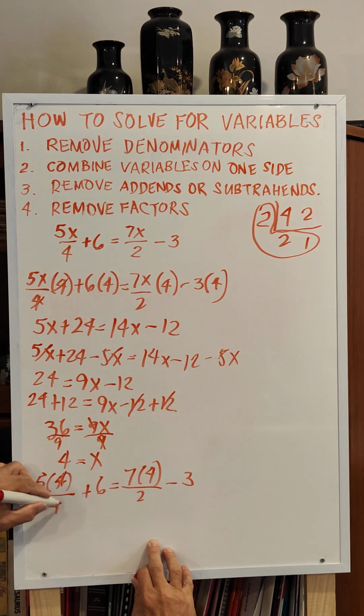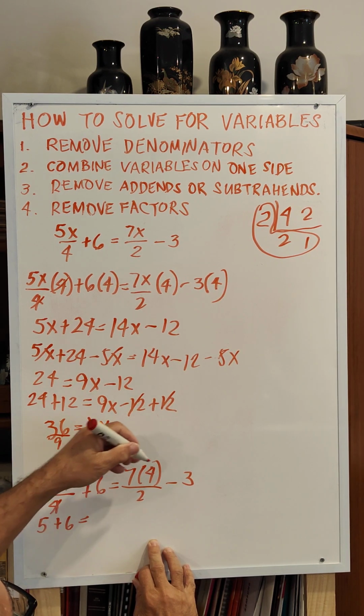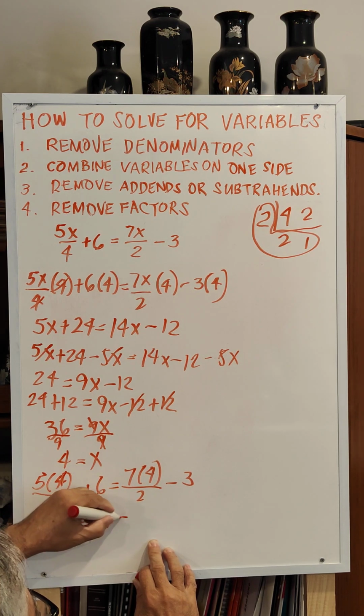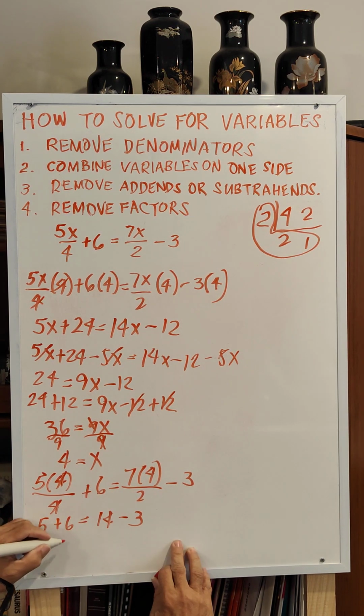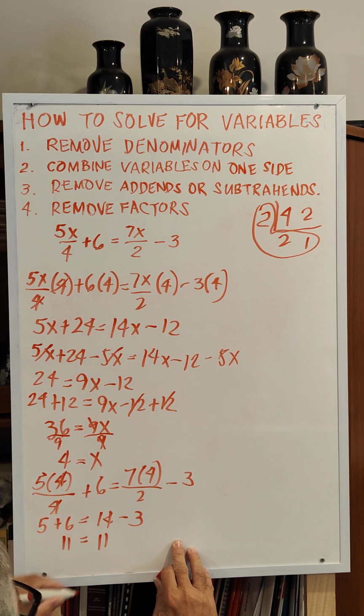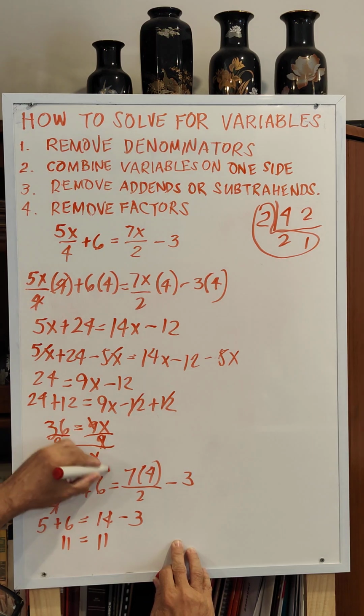So this will cancel out. So this is 5 plus 6. 7 times 4 is 28, divided by 2 is 14 minus 3. 5 plus 6 is 11. 14 minus 3 is 11. So if this is equal, it means that your answer is correct.